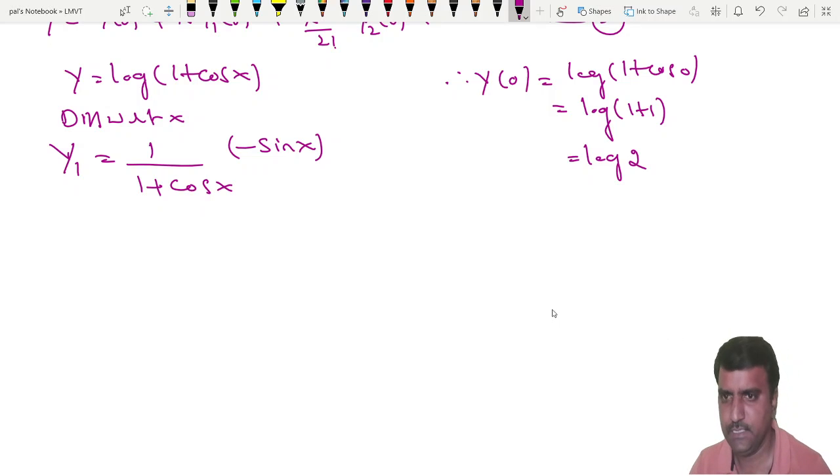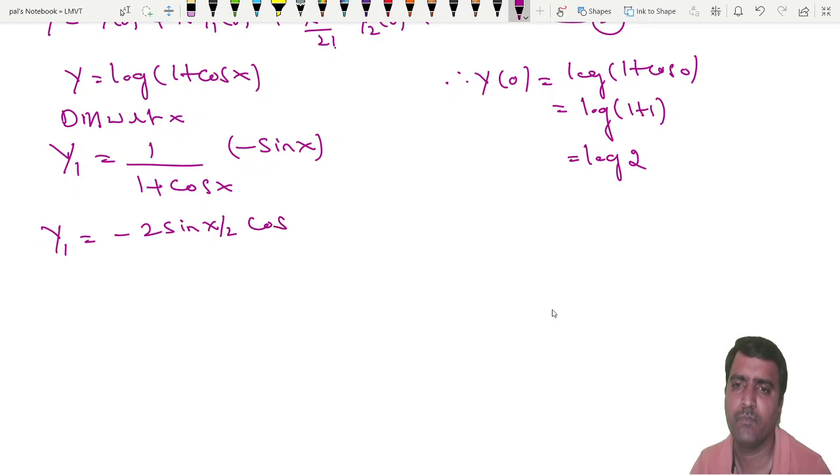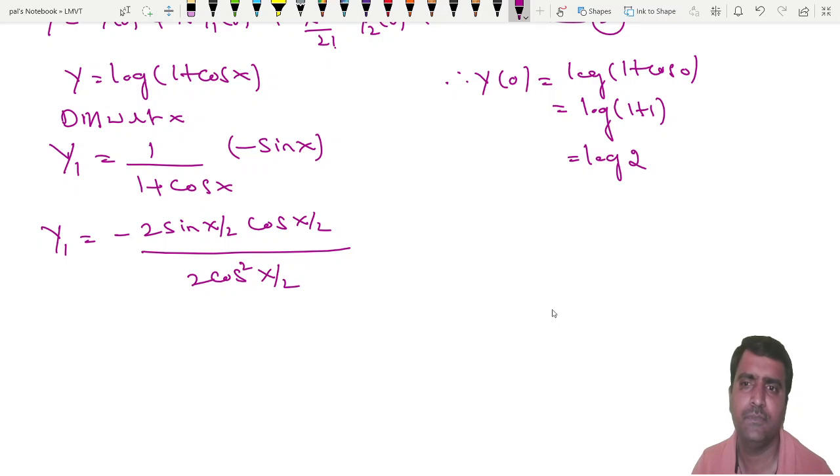So now, simplifying this, y1 can be written as minus, you know that sin x can be written as 2 sin x by 2 cos x by 2. This divided by 1 plus cos x, which can be written as 2 cos square x by 2. Here you can cancel this 2 and 2. One of the cos x by 2 also cancels. So then what is y1? y1 is equal to minus sin x by 2 by cos x by 2, which is tan x by 2.